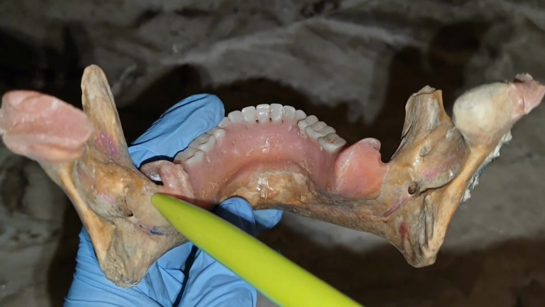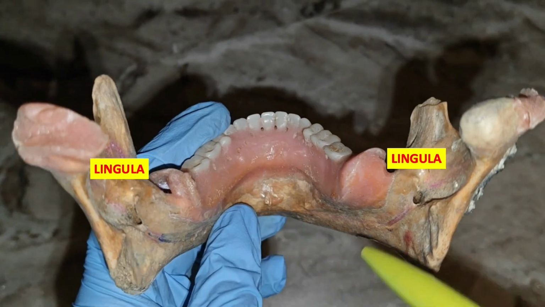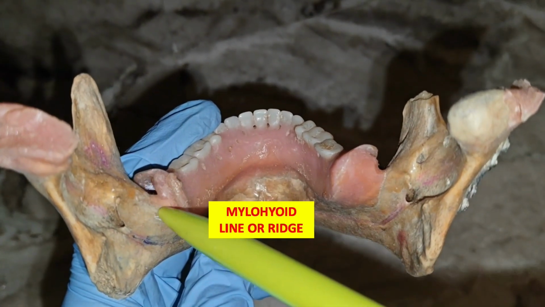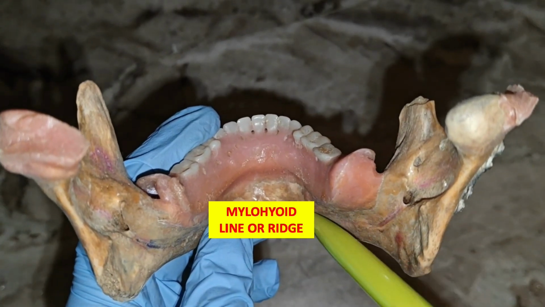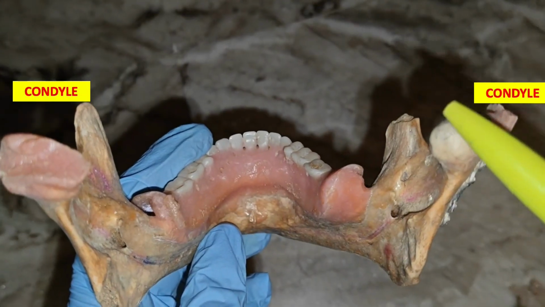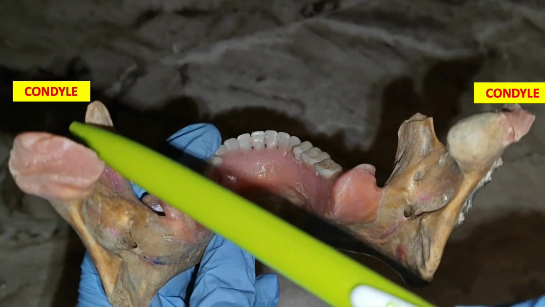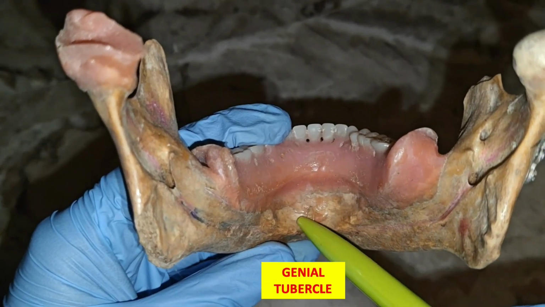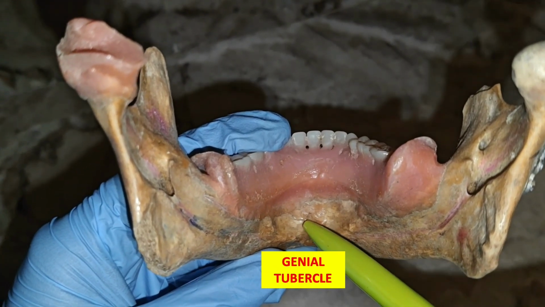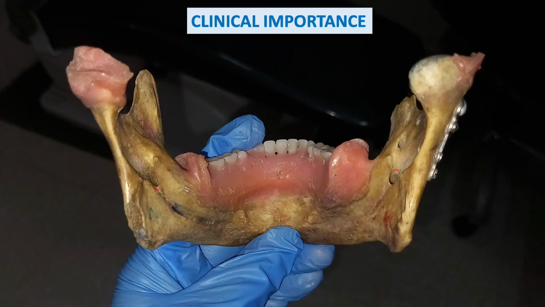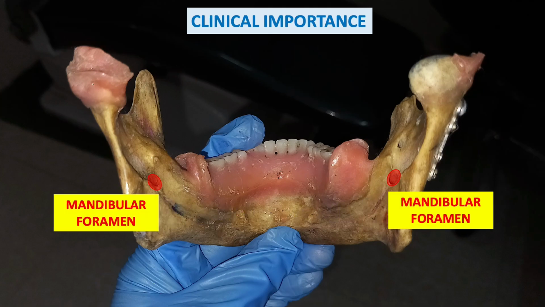We have a lingula on both sides of the mandible, and from the lingula the mylohyoid ridge begins towards the base. Then we have both the coronoid process and both the condylar process on the inner side of the mandible. And here in the center of the internal side of the mandible, we have a genial tubercle. In the red colored area, we have the mandibular foramen. About the mandibular foramen, we'll discuss later.